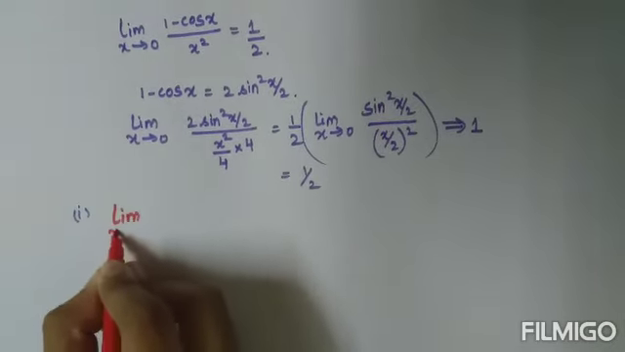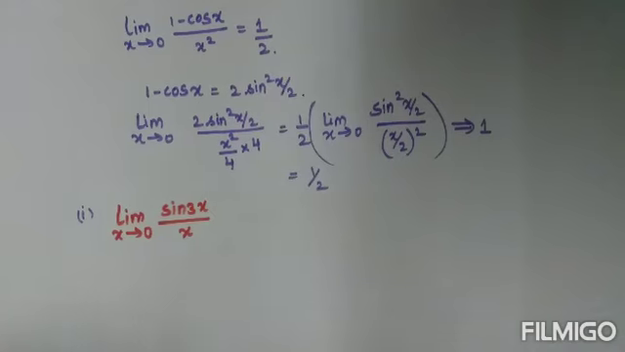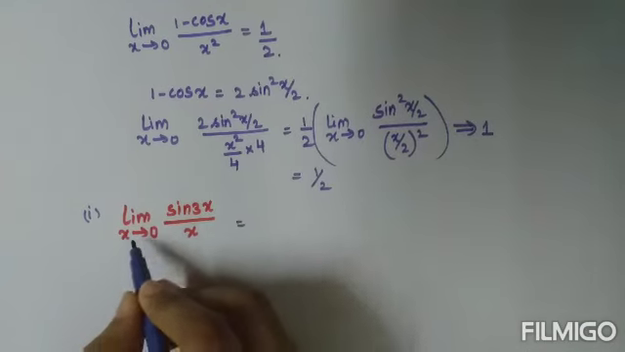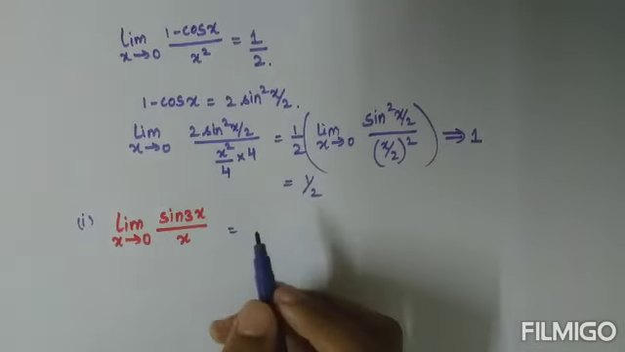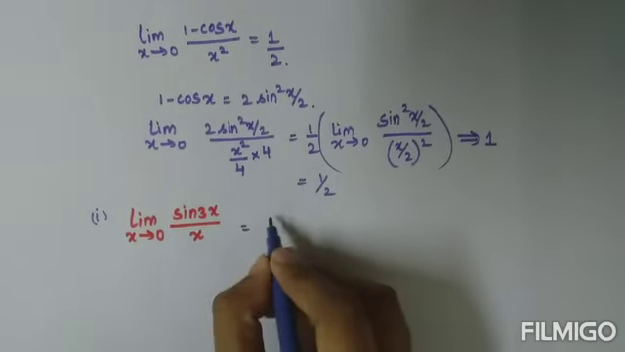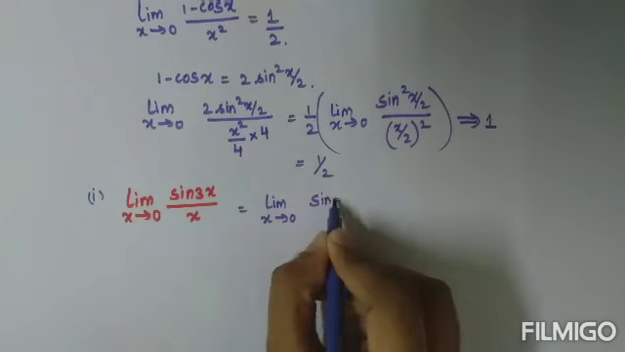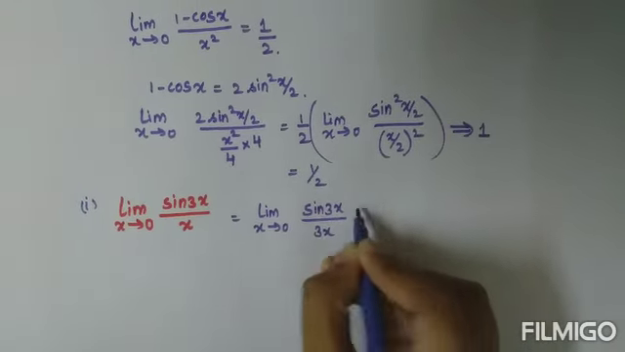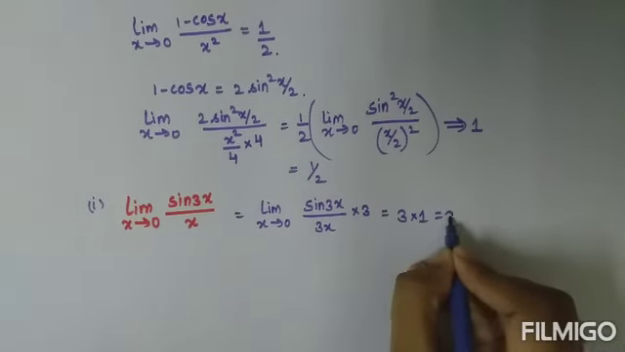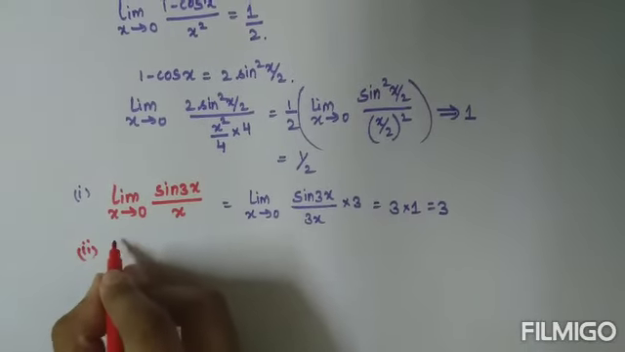Limit x tends to 0 sin 3x by x. We can simply get this because we know that limit theta tends to 0 sin theta by theta is 1. So if we multiply this expression with 3 and divide with 3, we get limit x tends to 0 sin 3x by 3x into 3. So we get 3 into 1, which is equal to 3. Now let us see one more simple problem.